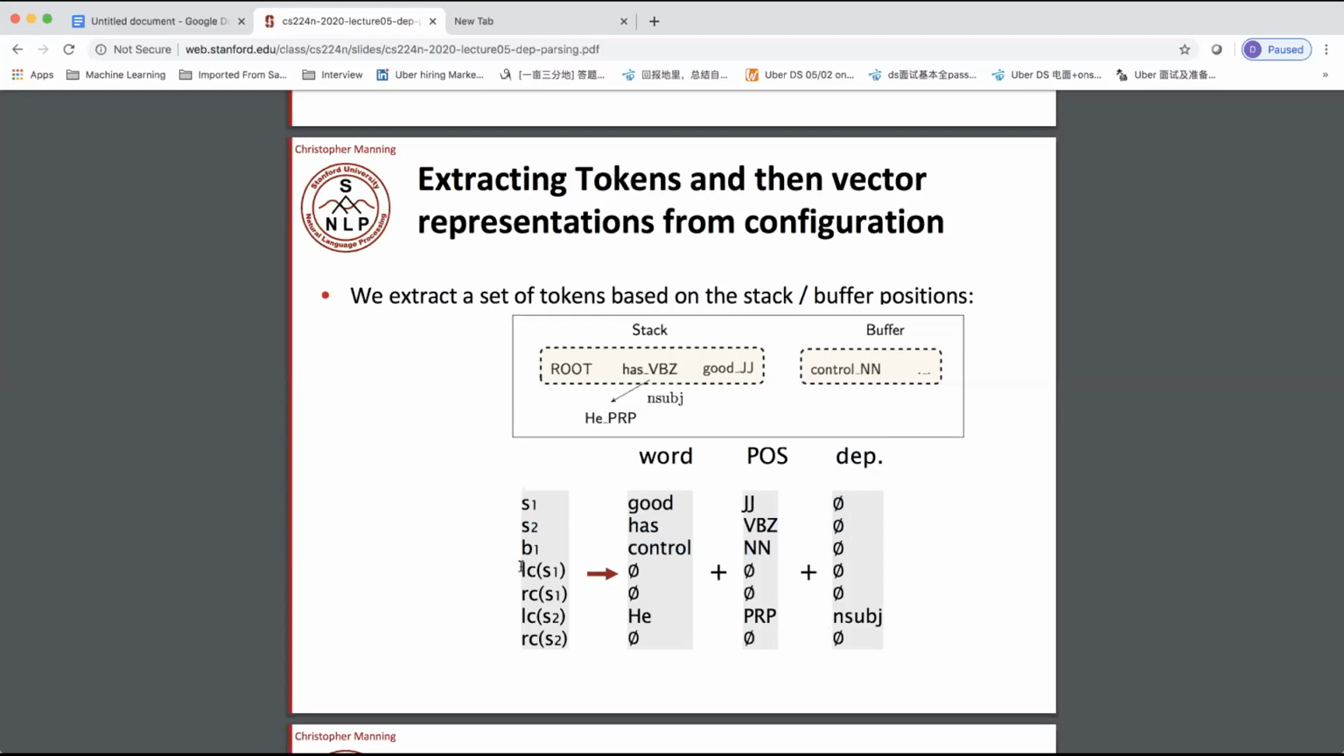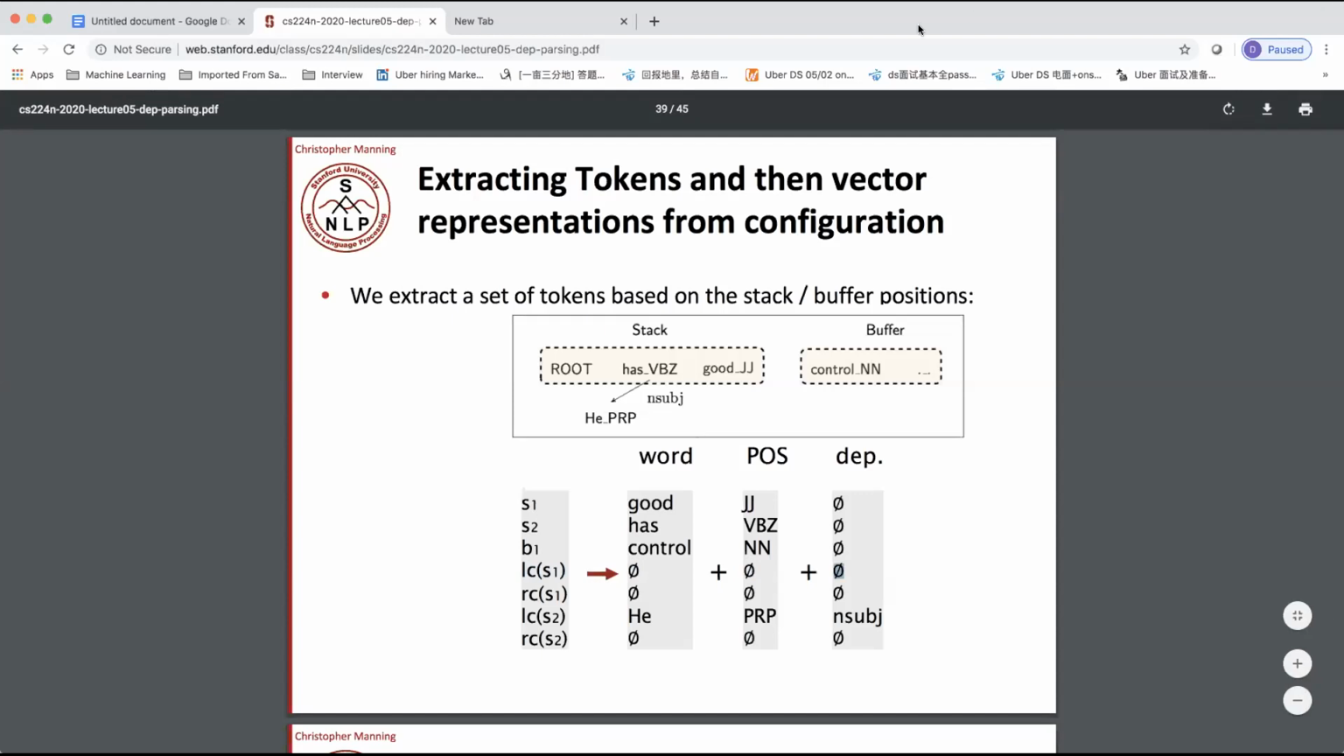For example, the second layer could be the left arc of S1 here. Left arc of S1, that is the left arc of good here. As you can see, left arc of good is empty, the part of speech is empty, dependency is empty. But why is that empty? That's a question I want to ask you guys. Try to think about it yourself. When we do the left arc, just think about the left arc action we did previously with Jing. Why when we do the left arc of good, we don't actually get anything?